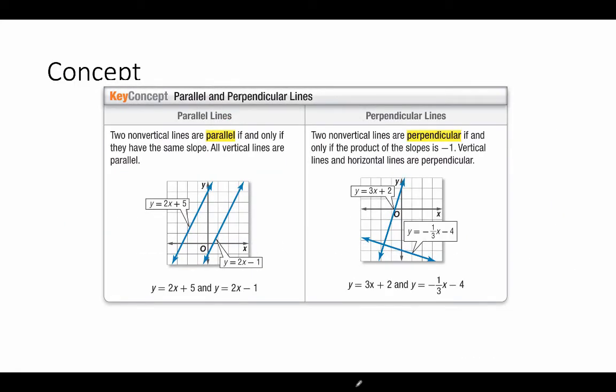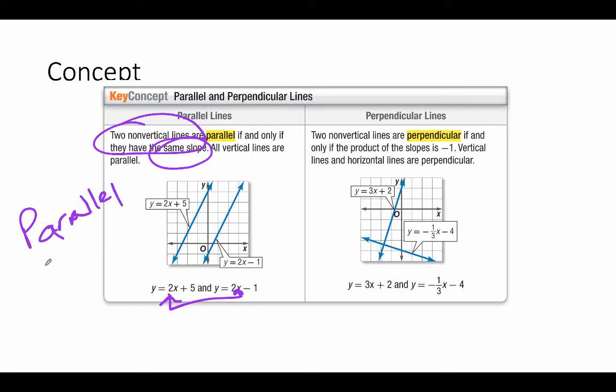Parallel and perpendicular. Here's the thing about parallel lines. Two non-vertical lines are parallel if and only if they have the same slope. Same slope. Obviously different y-intercept, otherwise they'd be the same line. Okay, so you're looking for parallel, same slope.